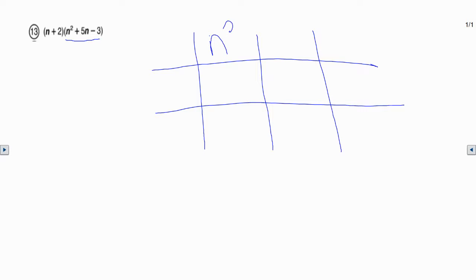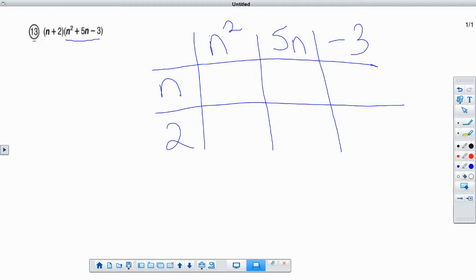I'm going to write n squared plus 5n minus 3. I am keeping the sign with the 3 because it's a negative. It's implied that the n squared and the 5n are positive. And I'm going to put my n plus 2 on the side. Now I'm going to multiply all of the rows and columns together.